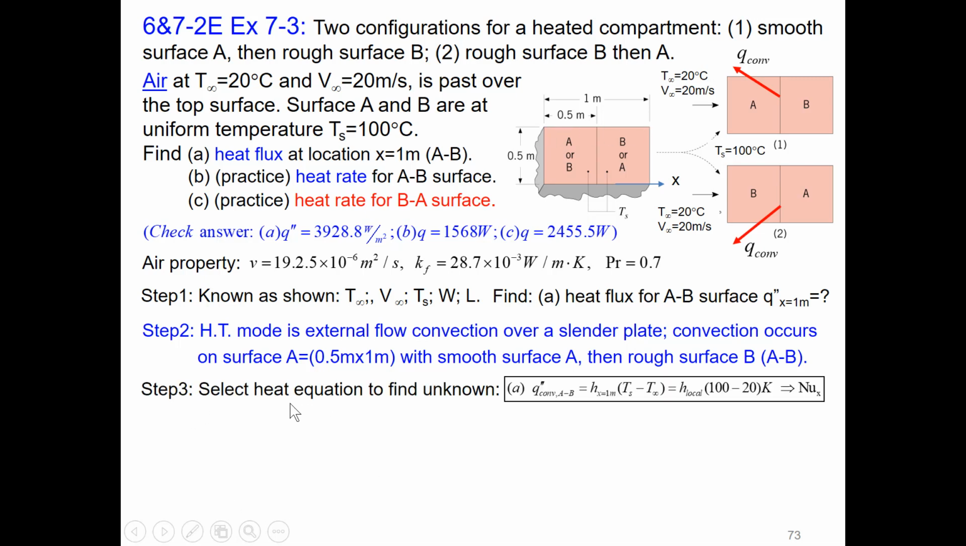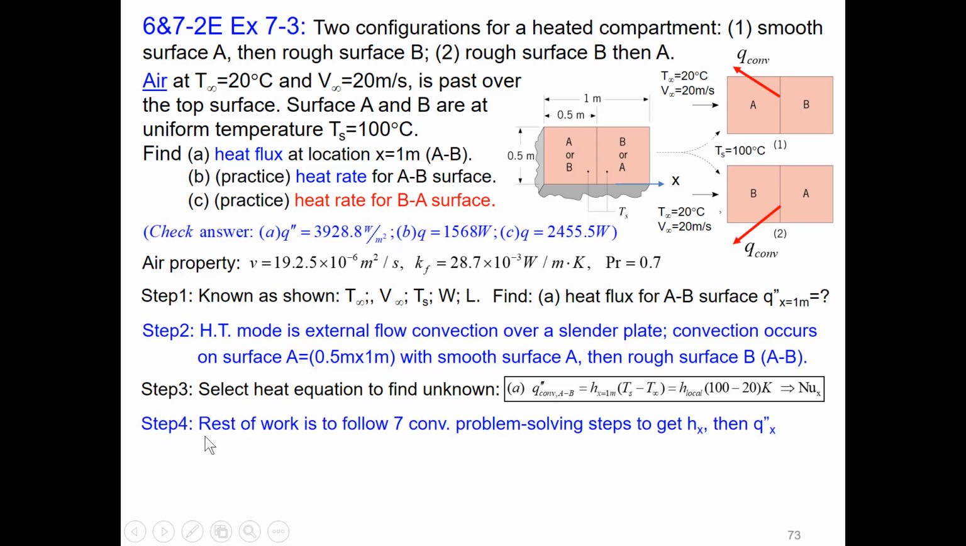Step 3, select the proper heat flux equation for the unknown heat flux. Since we know the temperature difference between the solid surface and moving fluid, if we get h local, then we get the heat flux. Furthermore, we're interested in the local heat transfer coefficient and local Nusselt number. Step 4, the rest of the work is to follow the 7 specific external flow convection problem solving steps to get hx and then qx double prime.